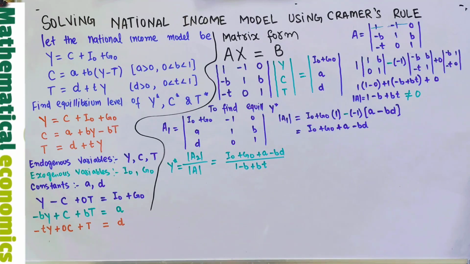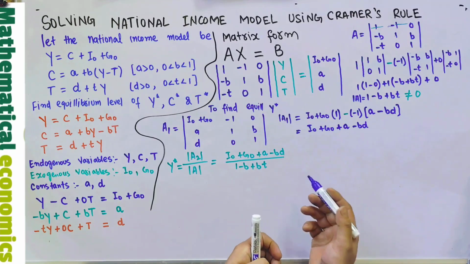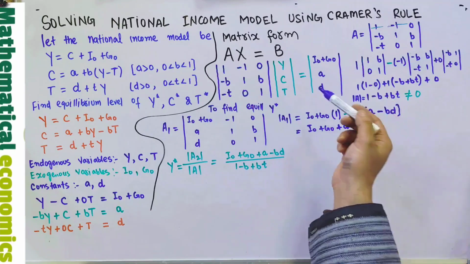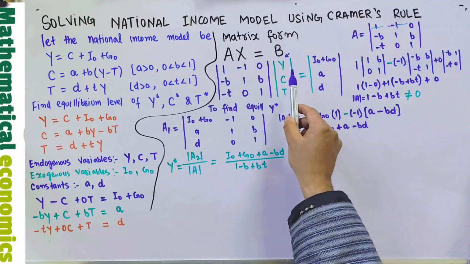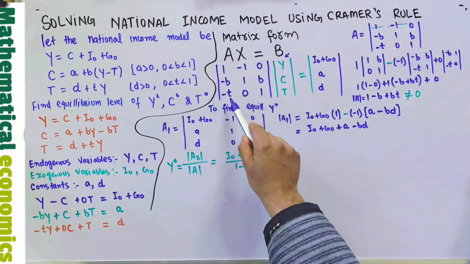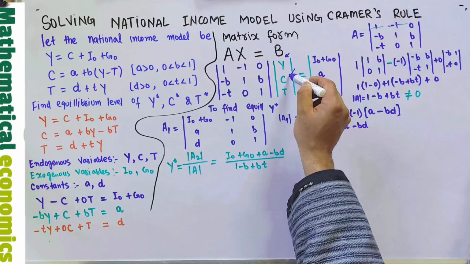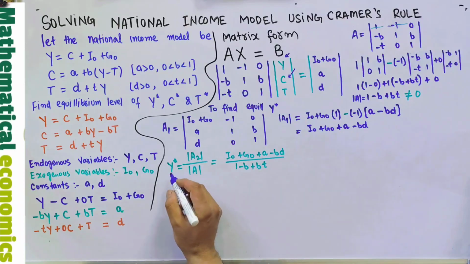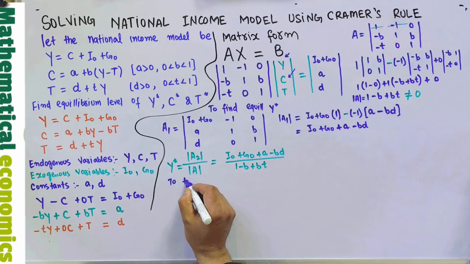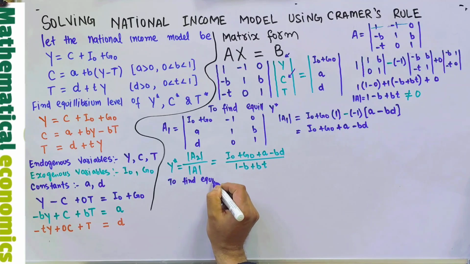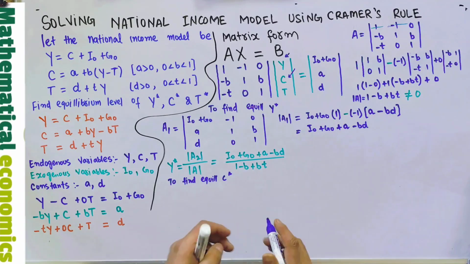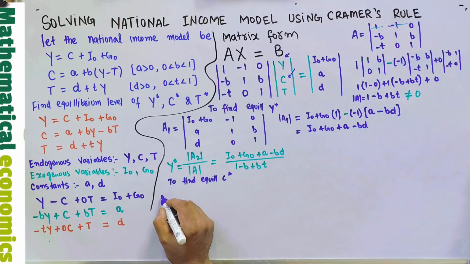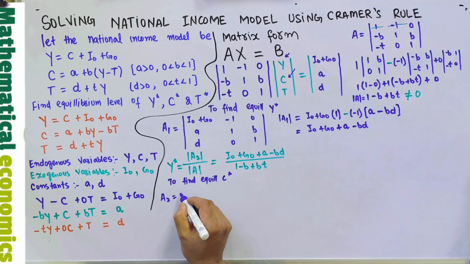Now to find out the equilibrium level of consumption, what will we do? Simple thing. When we were supposed to find the equilibrium level of income, we replaced the first column. If we want to find the equilibrium level of consumption, we will replace the second column. So we will replace the second column of the coefficient matrix with the vector of constant terms and form a new matrix, let us say it is called A2.